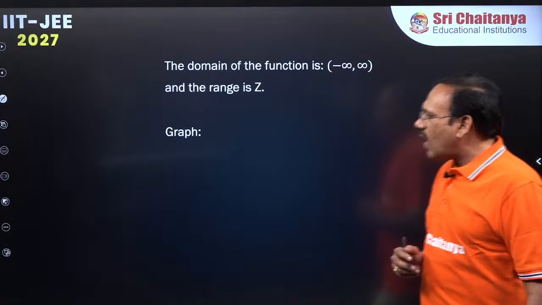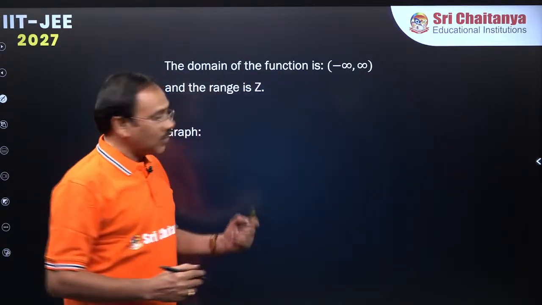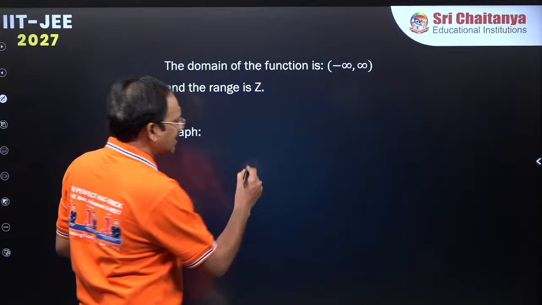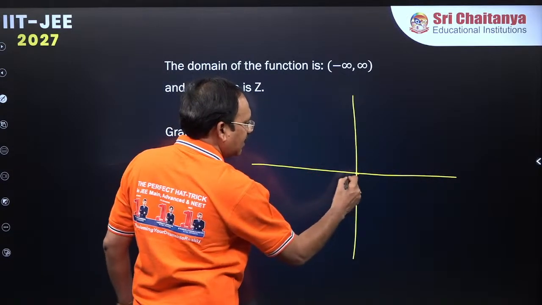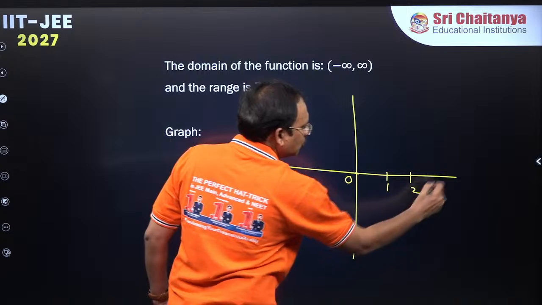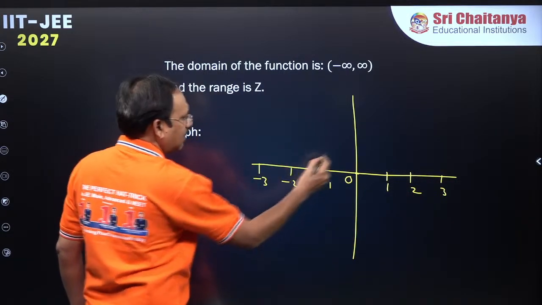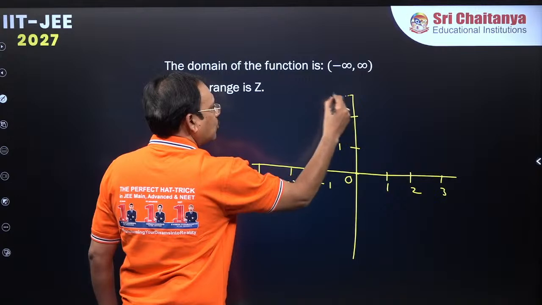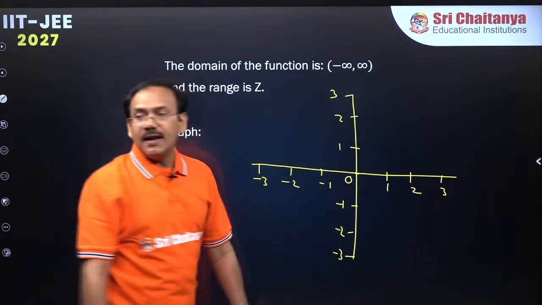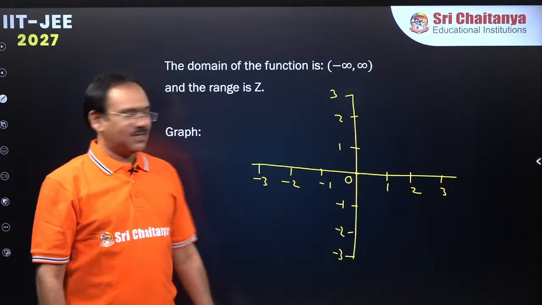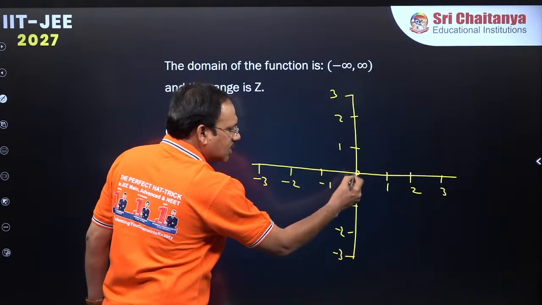Next, what is the graph of this function? Coming to the next step, what is its domain and range? Let us take the x-axis and y-axis, let it be 0, 1, 2, 3, minus 1, minus 2, minus 3 on each. Let me try to draw the graph, dear students.